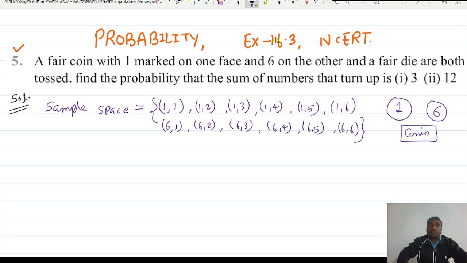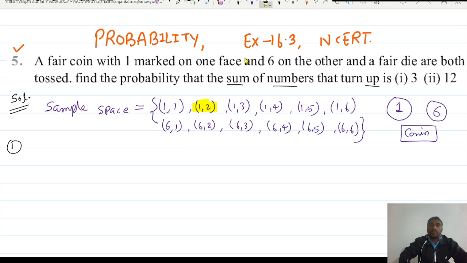So first we have to find the probability of the first case, that the sum of the numbers turned up is 3. You can see how many cases there are where the sum is 3. One is this one, 2 plus 1 is 3, right? And any more? No, only this one.